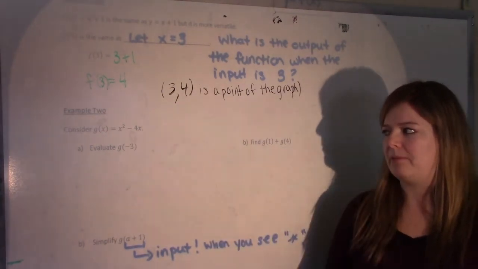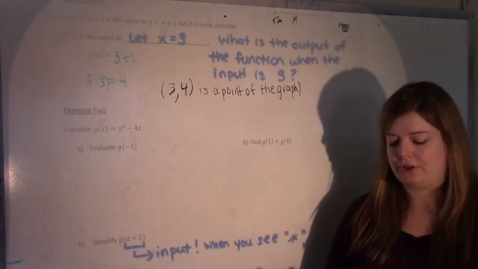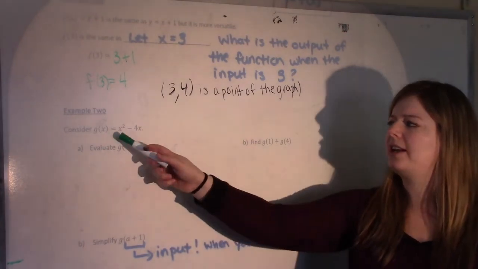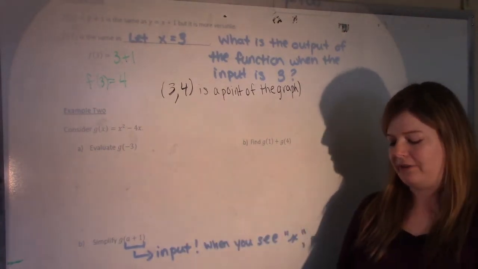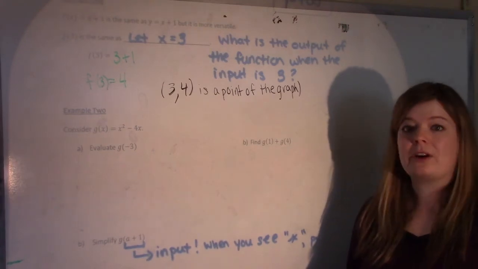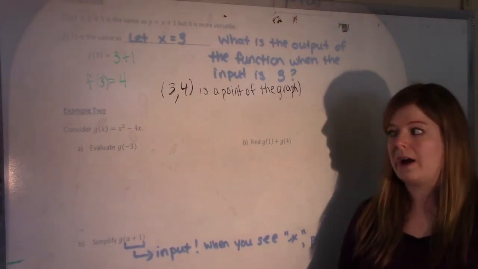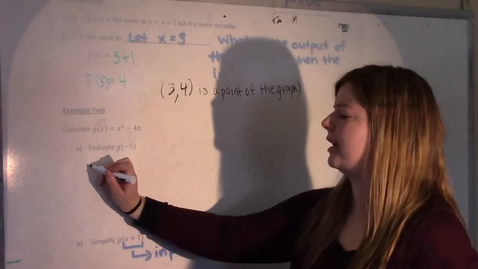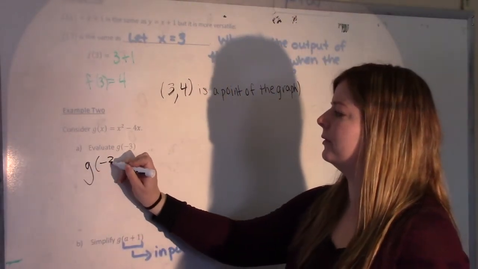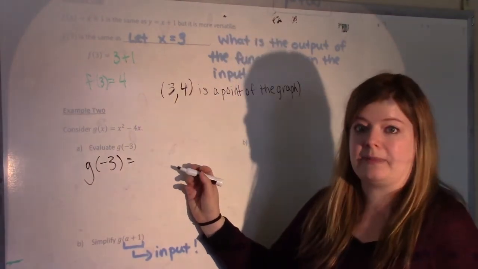Now let's try this example. If you want, you can pause and try it on your own. So consider g at x is x squared minus 4x. So let's evaluate g at negative 3. So that just means when we put negative 3 into the function, what is it equal to? So g at negative 3, you just let all the x's be negative 3.